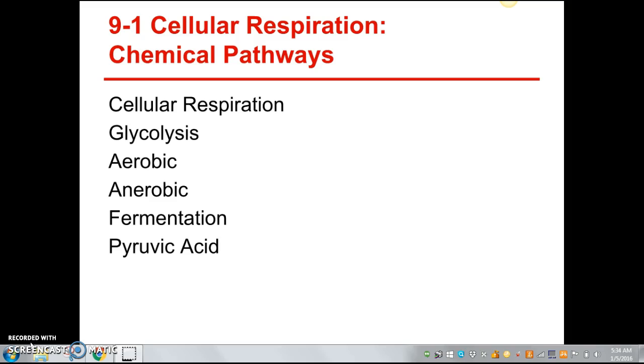Okay. Key vocabulary here, remember you do not need to write these. We're going to talk about cellular respiration as a process. We're going to talk about glycolysis, anaerobic, and then aerobic, and then fermentation and pyruvic acid, and there's going to be a few other words in there as well.